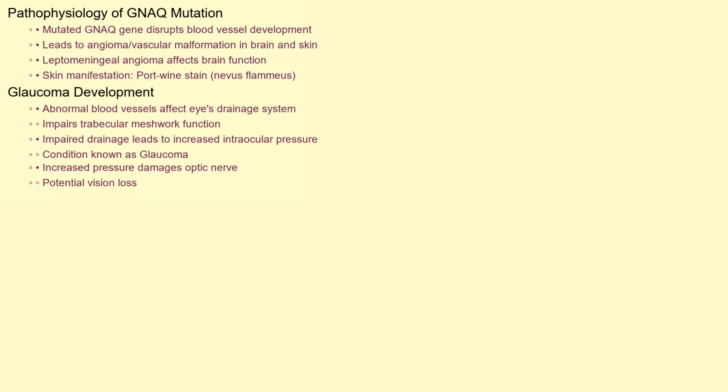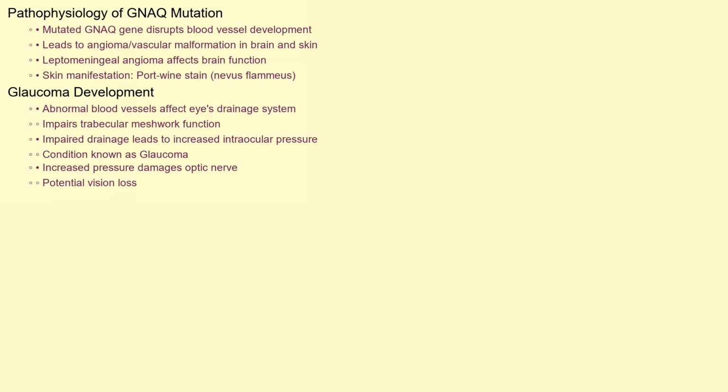Pathophysiology. Let's delve into the pathophysiology. The mutated GNAQ gene disrupts the development of blood vessels, particularly in the brain and skin. This leads to the formation of an abnormal collection of blood vessels called an angioma or vascular malformation. When these blood vessels develop on the surface of the brain, a leptomeningeal angioma, they can affect brain function. When they appear on the skin, typically on the forehead and upper eyelid, they manifest as a port wine stain, also known as a nevus flammeus.